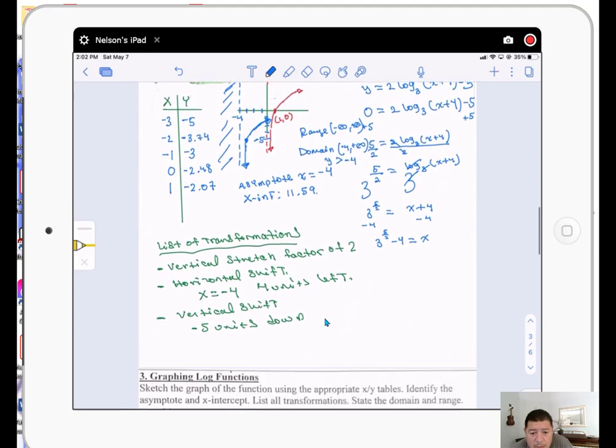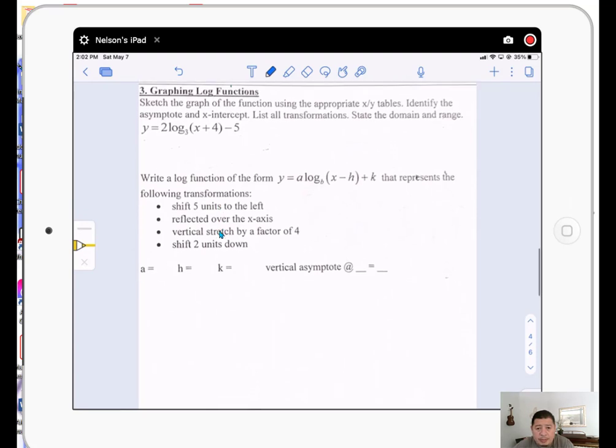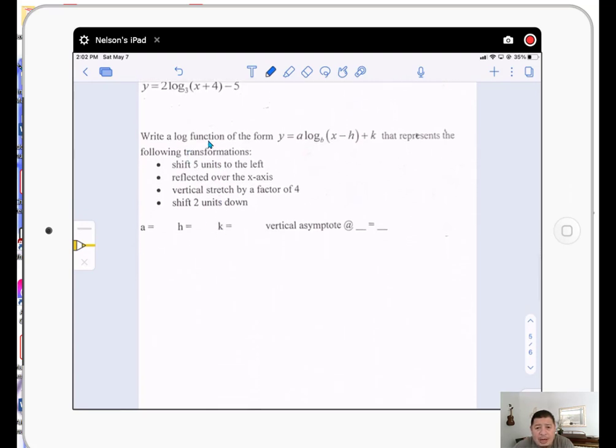Okay, so the second problem on graphing logs is going to be, it goes on to say to write a log function of the form this that represents the following transformation. Okay, so let's go ahead and start with this. It says shift 5 units to the left. So shifting 5 units to the left, keep in mind that we are undoing the zero product property. So this says that x is equal to negative 5. And so we need to add 5 onto both sides. So we're going to end up with x plus 5 inside of the parentheses.